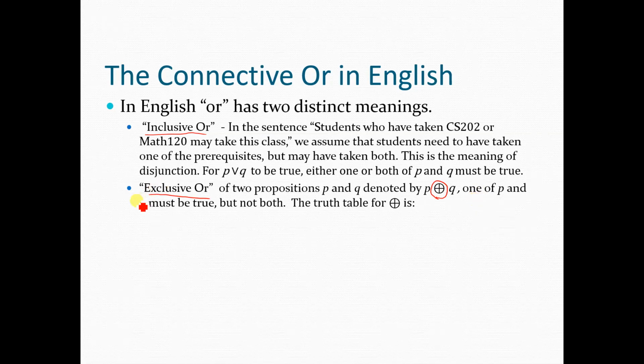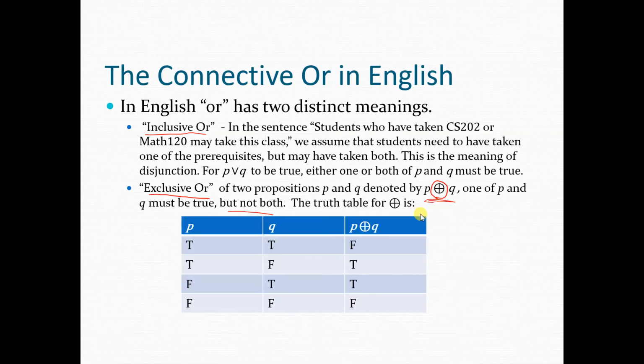One of P and Q must be true, but not both. So P exclusive or Q will be true if one of the P and Q is true. Otherwise, it is false. That is, if P and Q both are true, it is false. If P and Q both are false, it is again false. So its truth table will look like this.